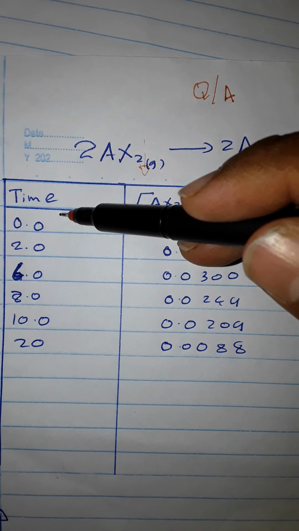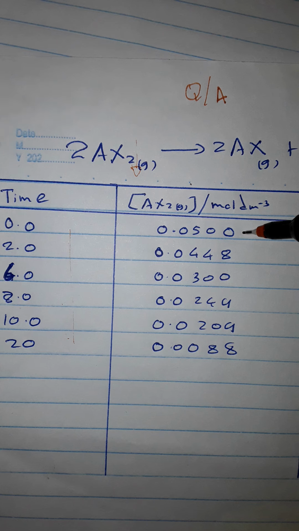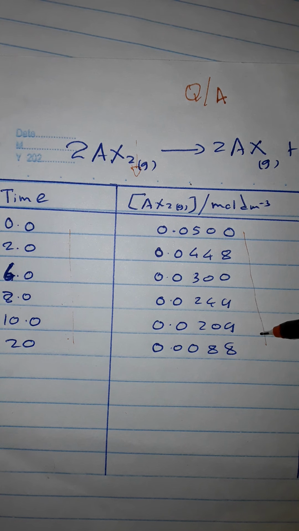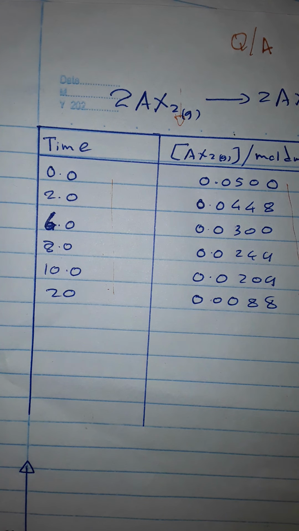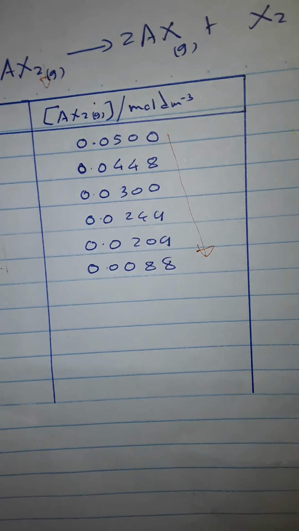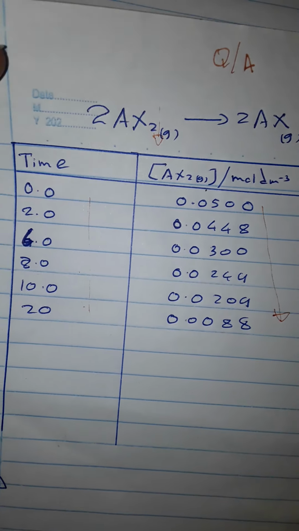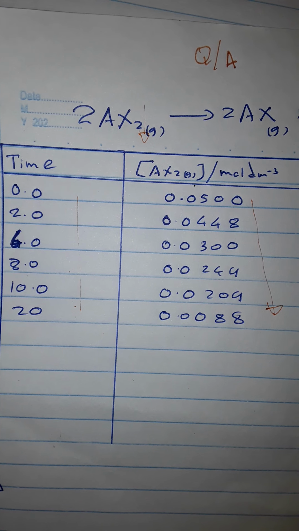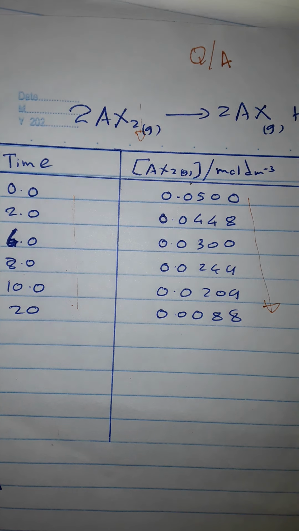When we consider this one, you see that when the time is passed, what happens to the concentration of AX2 gas? The concentration of AX2 gas decreases with time, right. So then they will ask you to determine the average reaction rate for this one. So how to find the average reaction rate? We will find it like this.